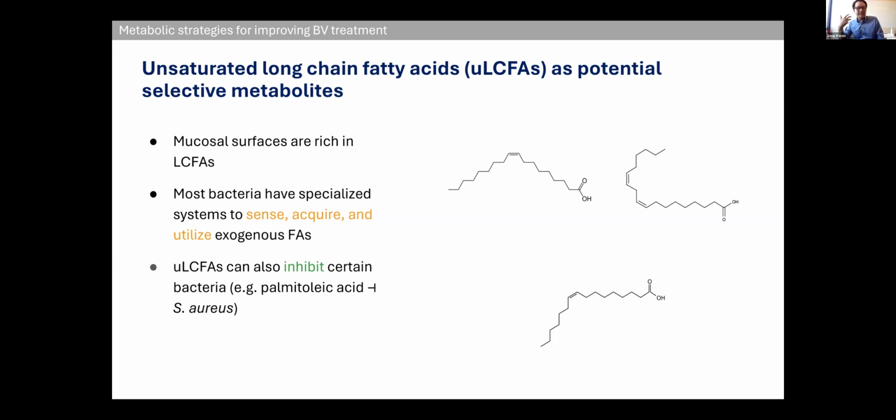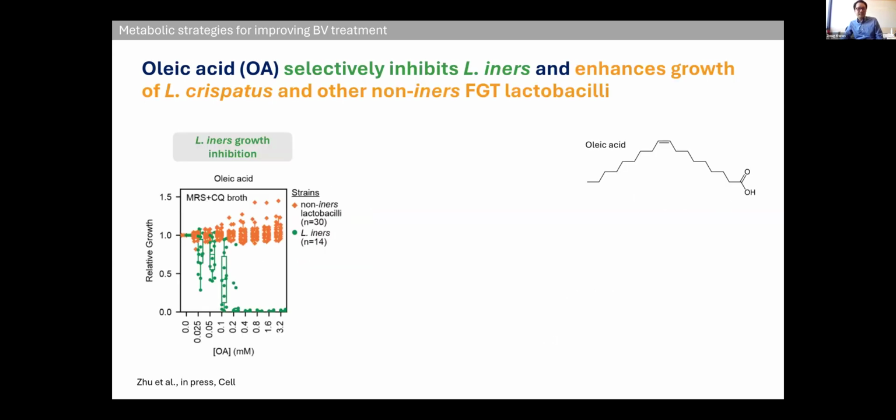That's because it's known that these long-chain fatty acids are rich at mucosal surfaces, and they've been described as being sensed and utilized by a lot of different bacteria, and also in certain cases can actually inhibit bacteria. So palmitoleic acid, for example, has been described on the skin as being an inhibitory compound for Staph aureus growth. And so we looked at a variety of different unsaturated long-chain fatty acids.